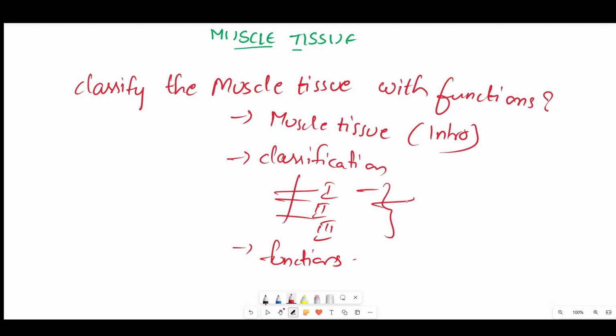If the question asks you to classify the muscle tissue along with the functions, then you have to include some introduction about the muscle tissue, which I discussed in the earlier slides. Second, you have to write its classifications, all three types, including their description, location, and also function. If everything is written together, then this answer will be done. Now you know what muscle tissue is, what the different classifications are, and what the function of each class is.